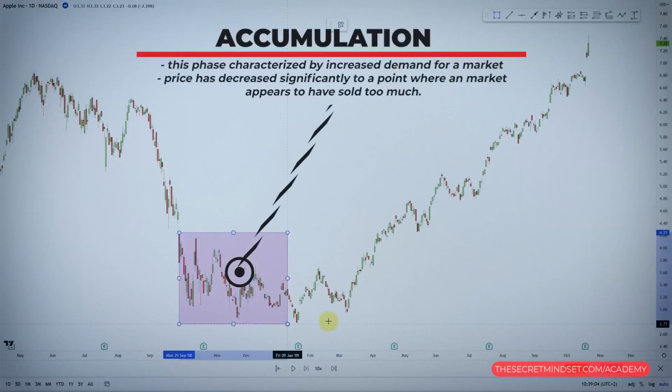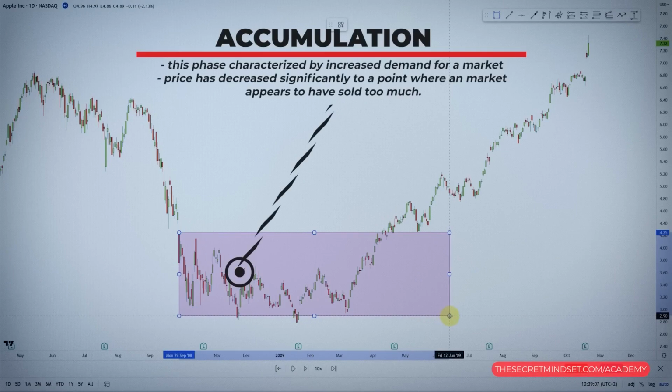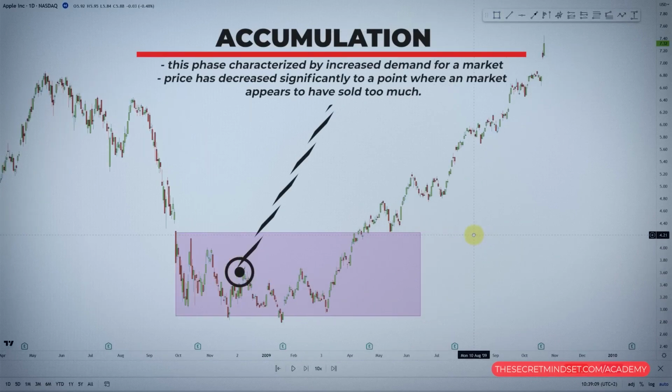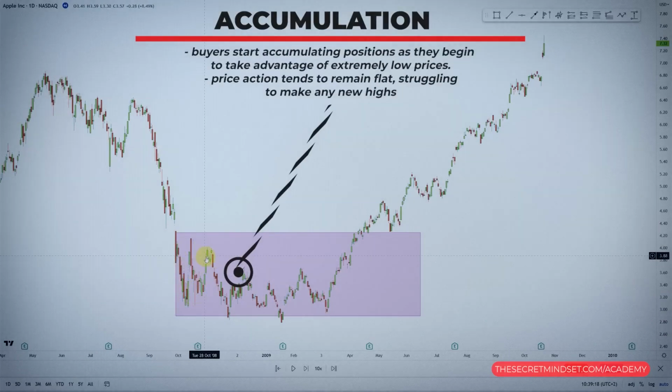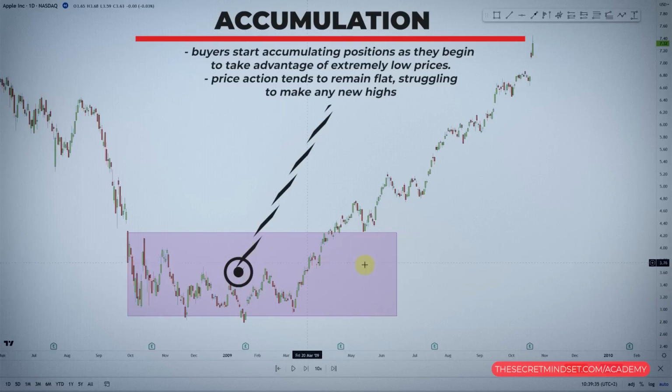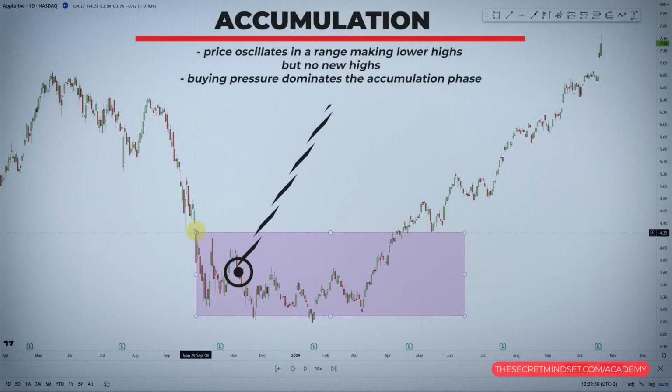Accumulation is the first cycle. This phase is characterized by increased demand for a market. It typically occurs when the price has decreased significantly to a point where a market appears to have sold too much. In this area, buyers start accumulating positions as they begin to take advantage of extremely low prices. While accumulation is characterized by buyers winning the battle against sellers, price action tends to remain flat, struggling to make any new highs. In this case, the price oscillates in a range, making lower highs but no new highs.